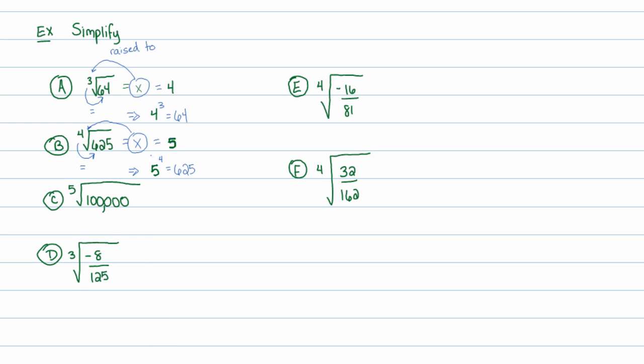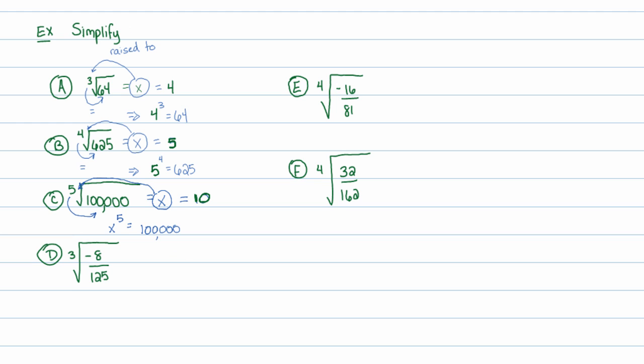Let's move on to the next one here. We're looking for a number such that when we raise it to the fifth power, it will equal 100,000. Now, the clue to what this number is going to be is the fact that we're looking to raise a number to the fifth power to become 100,000, and that's a power of 10 right there. In fact, I'm going to guess that it's going to be 10. I'm thinking that the fifth root of 100,000 is going to be 10.